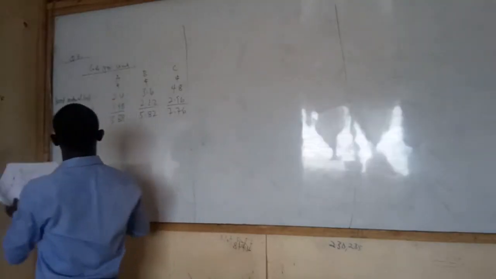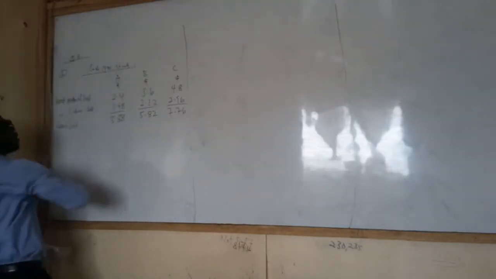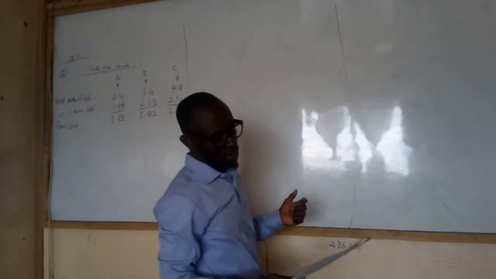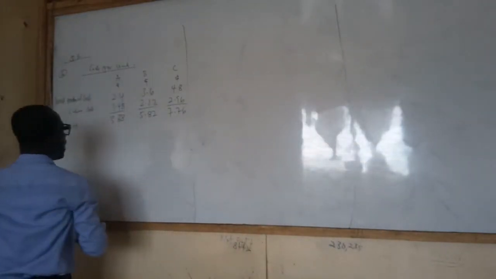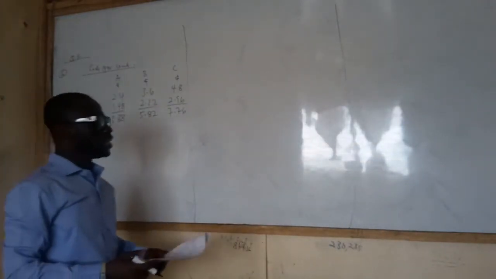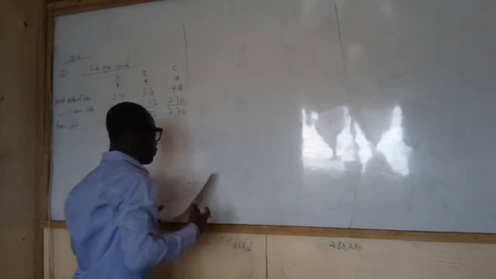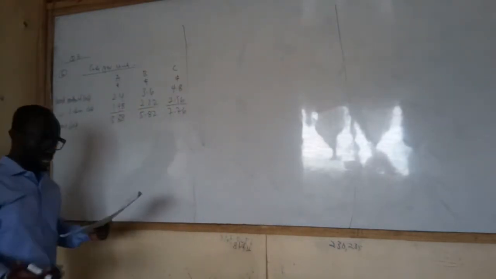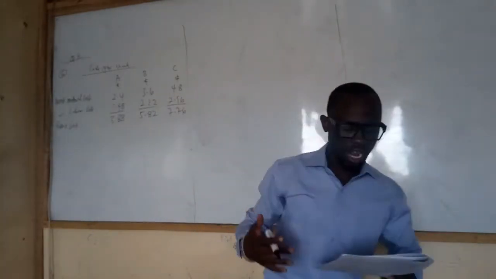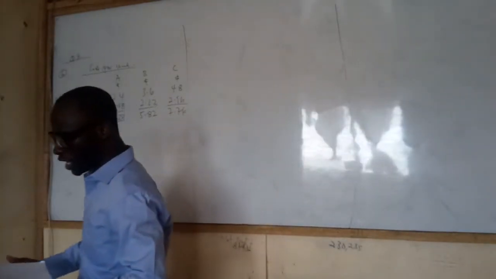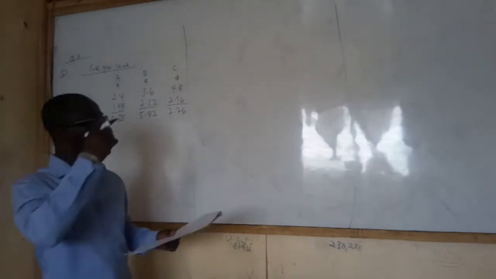So B says we should still calculate the cost per unit, but this time we're going to be using activity-based costing. In activity-based costing, we need to calculate the overhead absorption rate for each of the cost drivers given. Are you getting it? So we have the machine setup cost, machine running cost, procurement cost, and then what? Delivery cost.